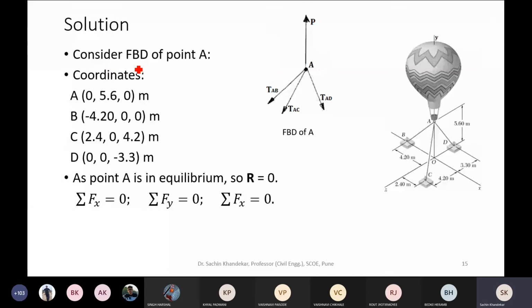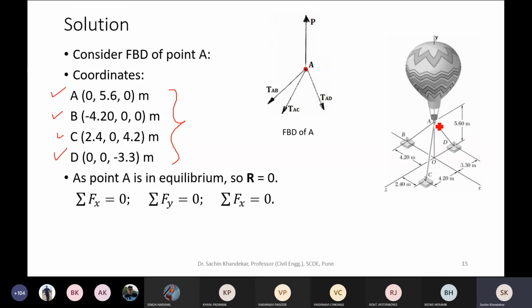Okay. So consider first, as I told you, we have to consider FBD of the point A, right? So this is the point A, right? And I have shown all these 4 forces. Now next step is write the coordinates of all these points A, B, C, D, points which are concerned. Of course, here all the points are important, A, B, C as well as D. Okay. So I will explain you how to write the coordinates of this ABCD points, and then we will stop here, right? And the remaining problem we will continue in tomorrow's class.